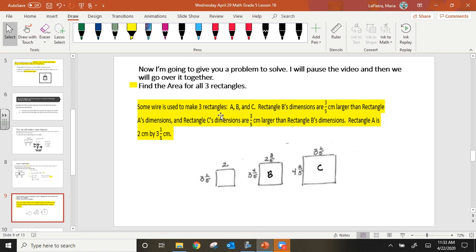Some wire is used to make 3 rectangles, A, B, and C. Rectangle B's dimensions are 3/4 centimeters larger than rectangle A, and C's dimensions are 3/5 centimeter larger than B's. Rectangle A is 2 centimeters by 3 1/5. So here they drew what I just read. Each one is drawn and labeled. Okay, so let's put in that this is A. Okay, solve those. Pause this and solve those, please, and come back.